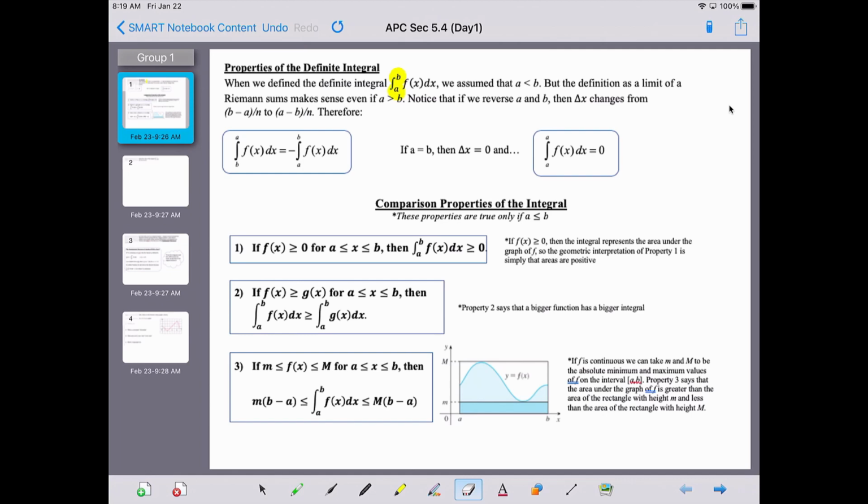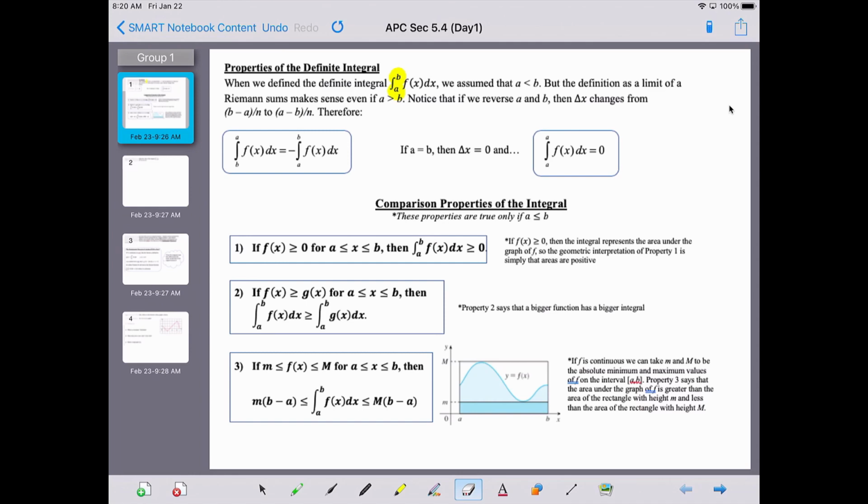The second property says if the function f of x is greater than or equal to the function g of x, so now we're looking at two functions graphed in the same coordinate plane over an interval a to b, then the integral from a to b of f of x should be greater than or equal to the integral from a to b of g of x. So basically property 2 says that if f of x is a bigger function, it should have a bigger area over a given interval. That also makes good sense.